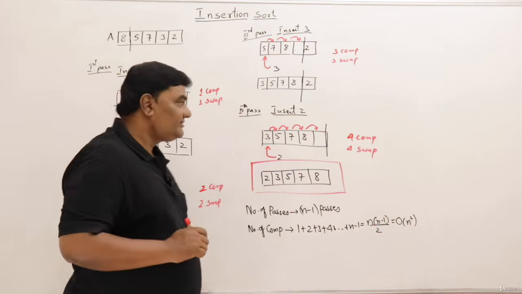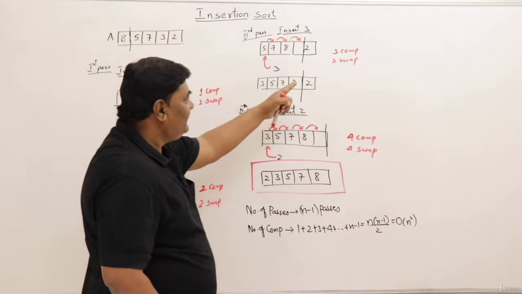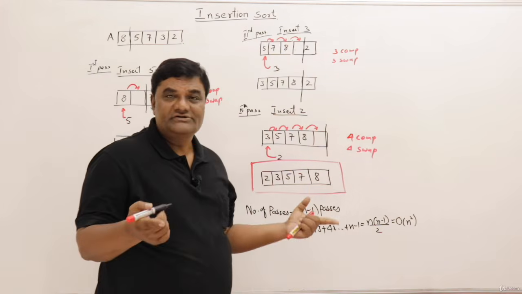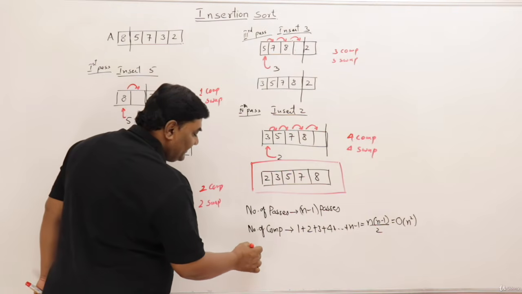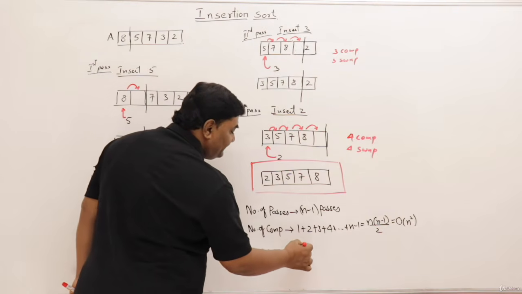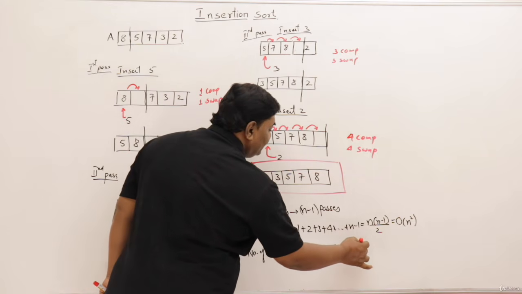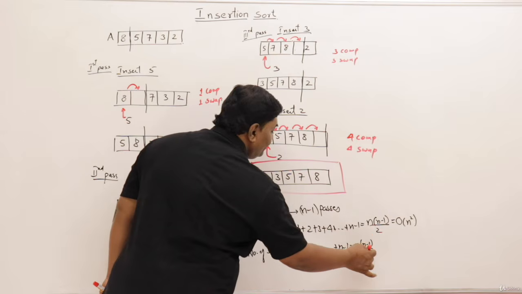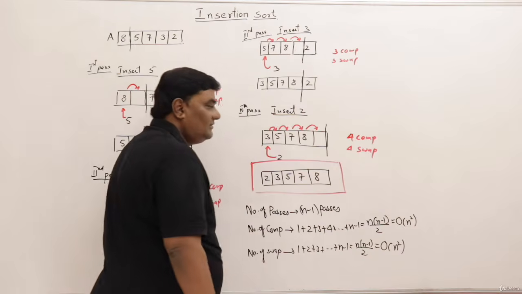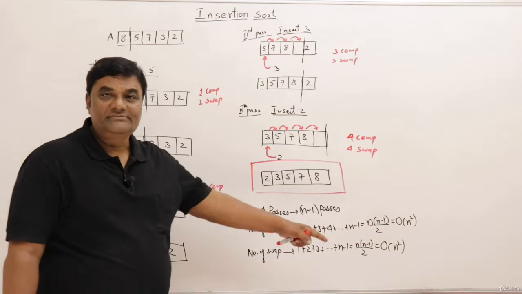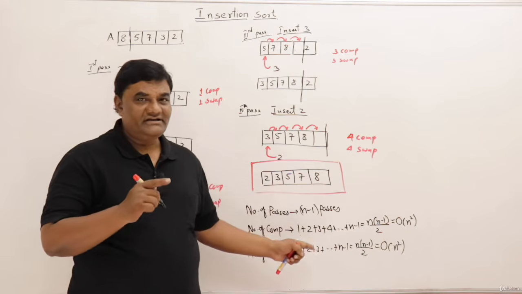Now what about the swaps? Here 1 swap, maximum 2 swaps, right? Then 3, and 4 swaps. So for swaps it is also the same as the number of comparisons. The number of swaps for n elements will be 1 plus 2 plus 3 and so on up to n minus 1, and this is n into n minus 1 by 2. So this is n square swaps. So the maximum swaps are order of n square. So this is about comparisons and swaps.